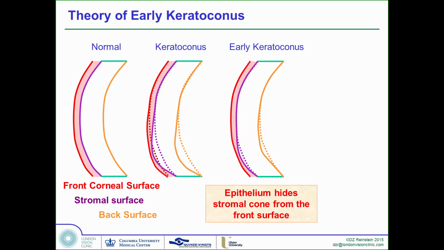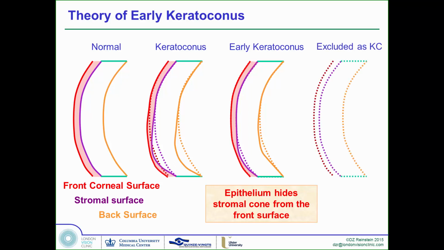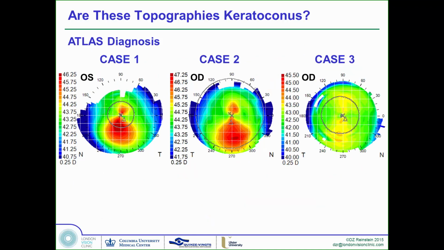And if you like, the bonus point of measuring epithelium in all your patients pre-op is that you can have corneas that have inferior steepening on topography, but they do not have keratoconus, and you can prove that they don't have keratoconus by looking at the epithelial thickness profile, because if the epithelium is thicker over the region of the inferior steepening, then by definition this cannot be keratoconus. And we're going to talk about that a bit later as well.